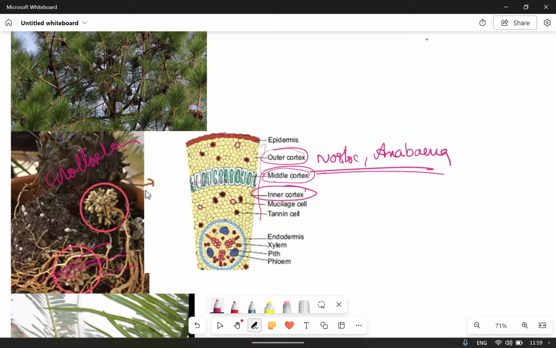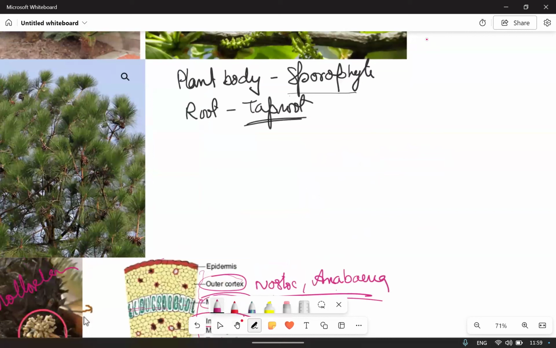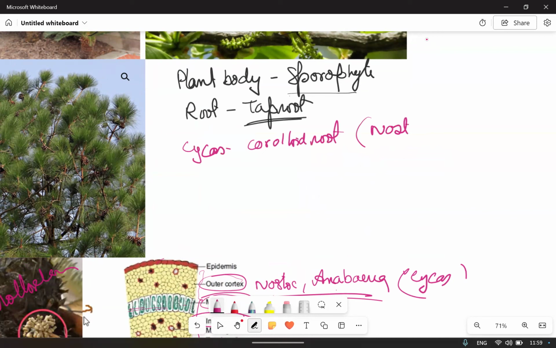Remember, the coralloid roots of cycas contain blue-green algae like Nostoc and Anabaena in the middle cortex of the general cortex. For what purpose? For nitrogen fixation. Okay. Next. So this is the root of cycas. The cycas root is called a coralloid root because those are coral-like. It consists of Nostoc and Anabaena.